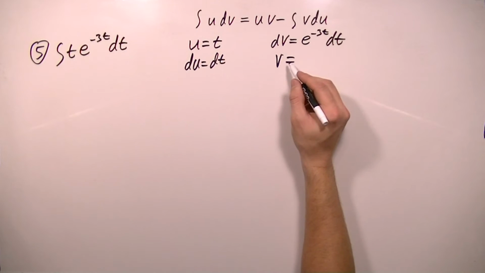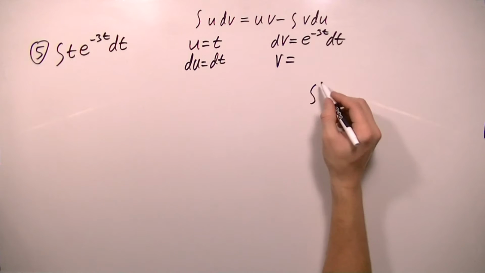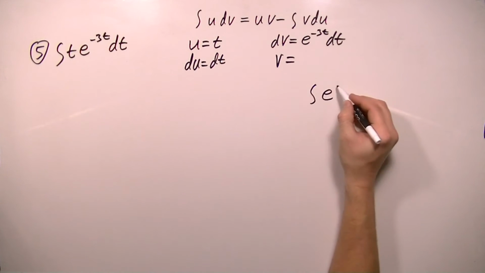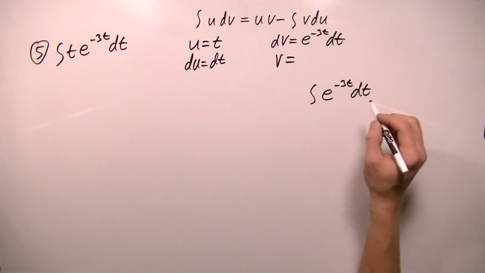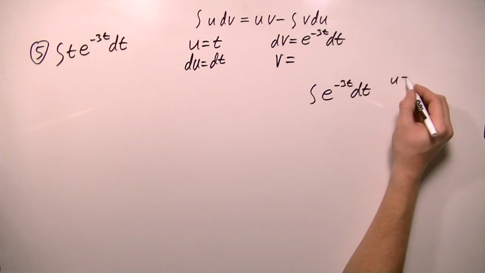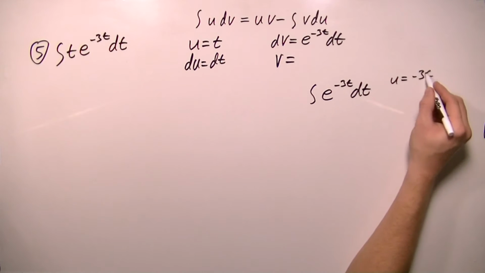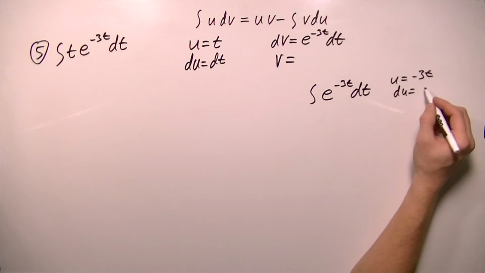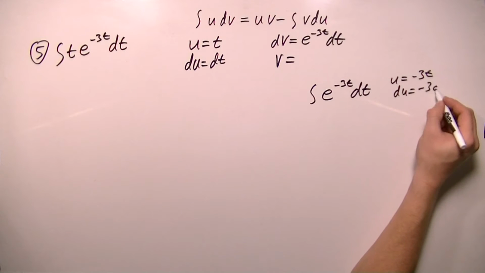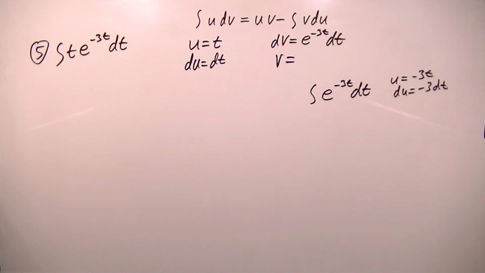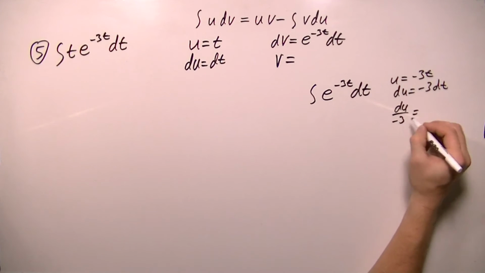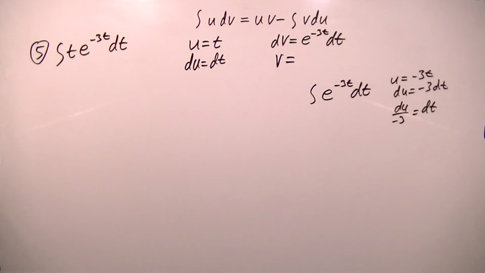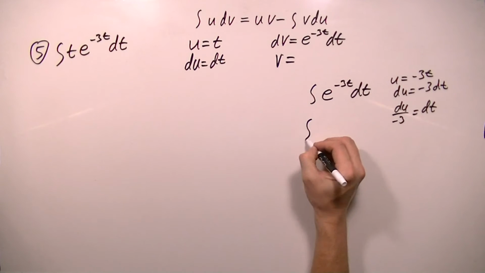And in order to find v, I must find the integral of dv, which is e to the negative 3t power dt. So to take this integral, I need to make a substitution. u will equal negative 3t, so that du will equal negative 3 dt, and I divide both sides by negative 3, and I get du over negative 3 equals dt. So I can make these substitutions into my integral here.